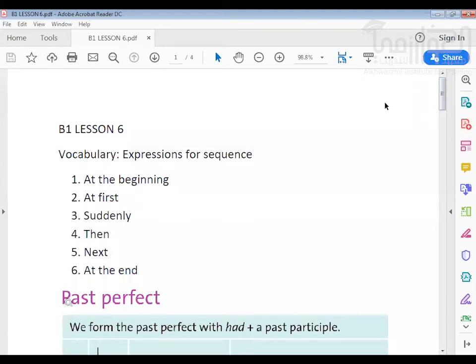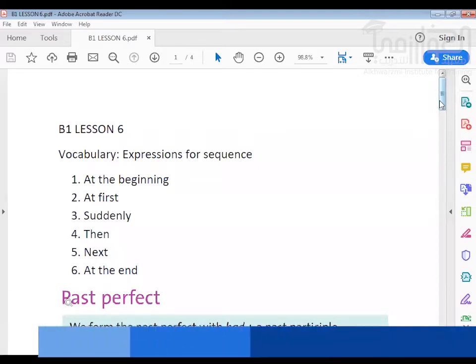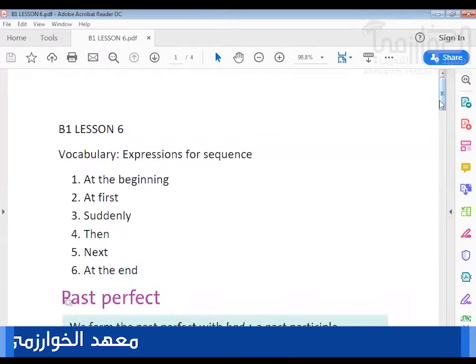Welcome to B1 Lesson 6. Today's goals are vocabulary about expressions that we use to tell a story about the time the event in the story took place: what happened first, what happened next, and what happened last, the beginning, the middle, and the end of a story. We will also look at the past perfect tense. We will learn the form of the past perfect tense, and also the uses or the meaning of the past perfect tense. We will be doing listening also. We'll be practicing listening part 3.